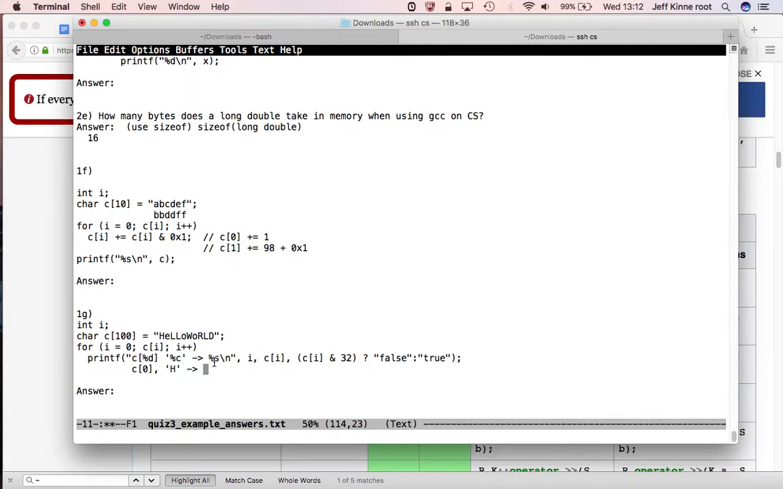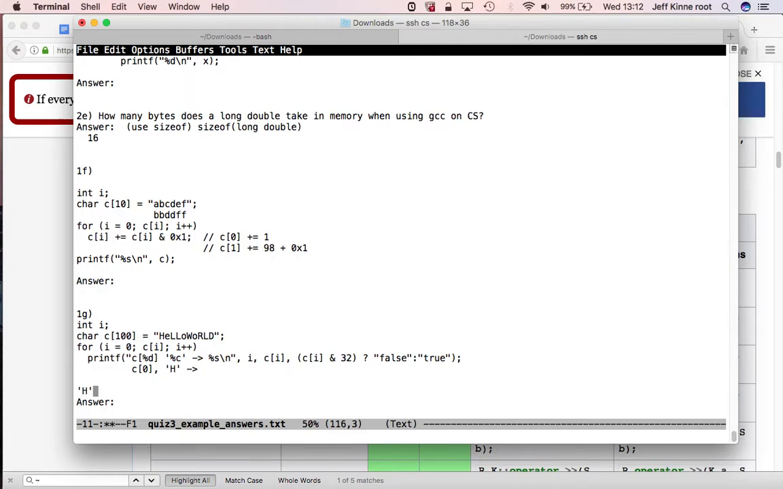And then we have a %s. So we're either going to do false or true. That's this last parameter, and it's going to depend on C[i] & 32. So we have to look at what this evaluates to. Let's look at it for H. I'll just put it over here.